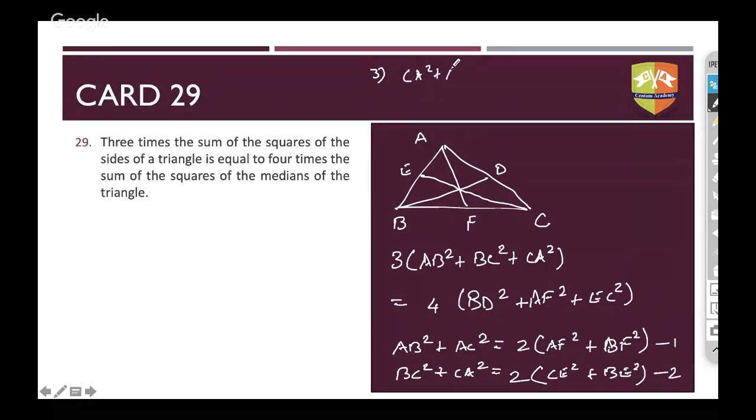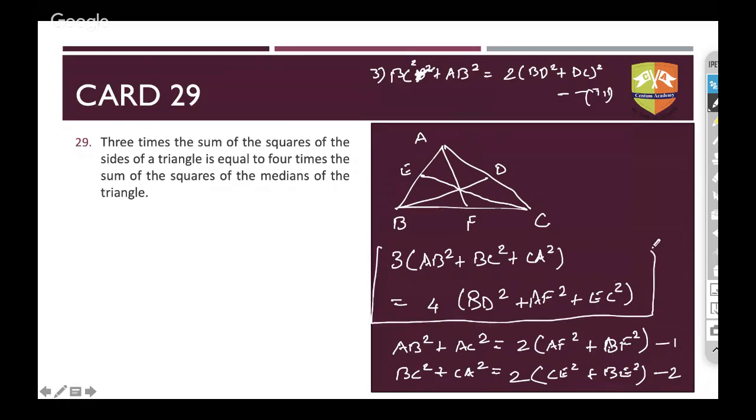Then I have to write AB square plus BC square. Sorry, this is BC square. So BC square plus AB square is nothing but twice of BD square plus BC square. Using these three, add all of them together, and you will get this relation.